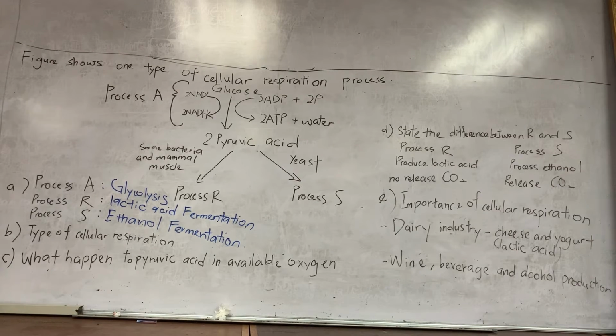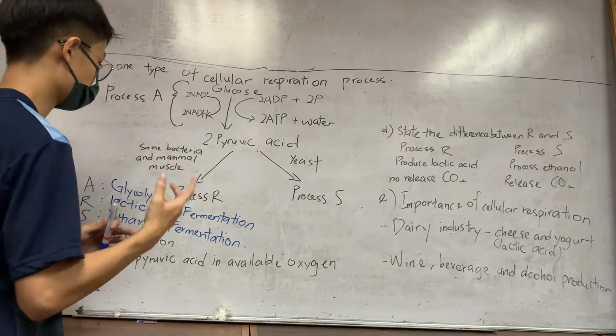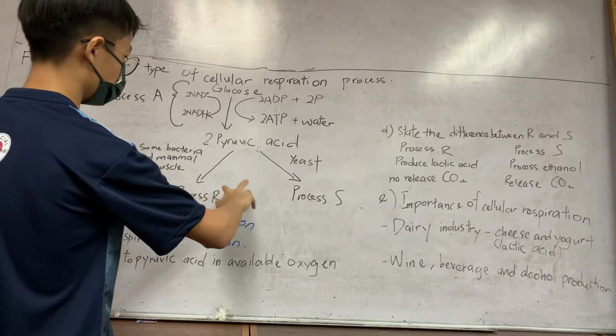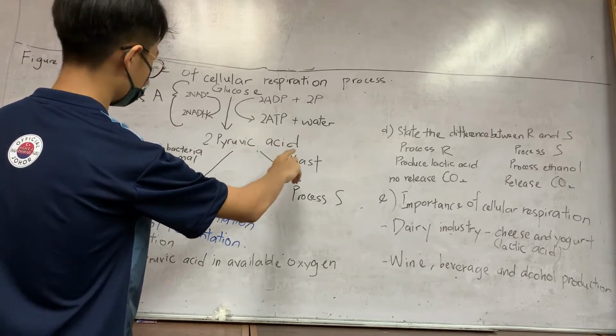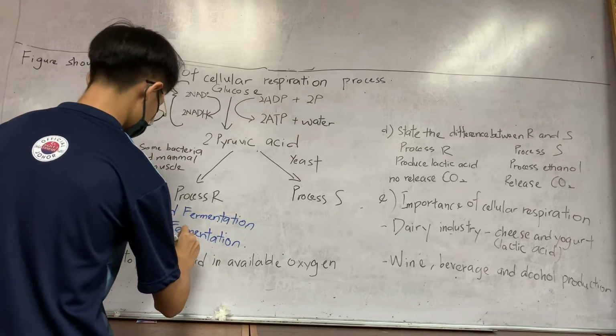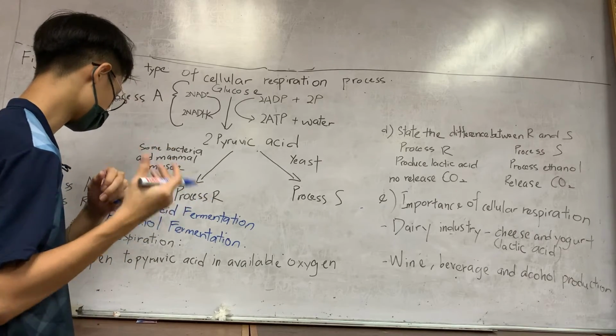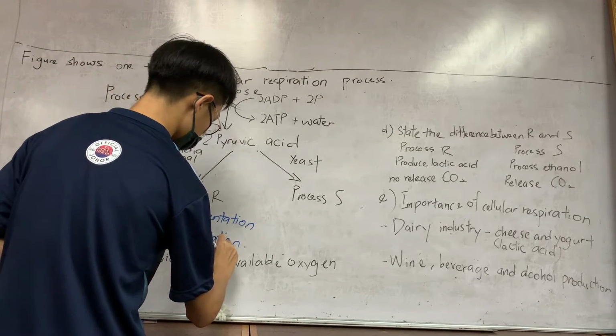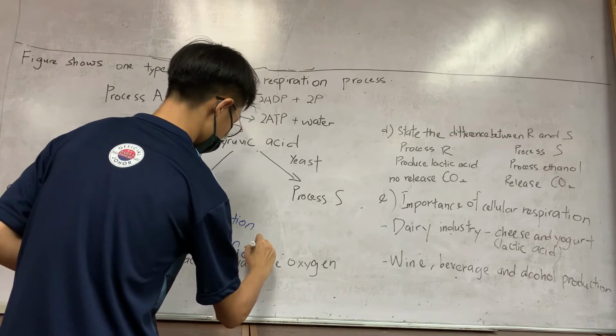Question B is, what is the type of cellular respiration above? The type of cellular respiration above is anaerobic respiration. This is because this process occurs in the yeast and the mammal muscle without oxygen. So this type of cellular respiration is anaerobic respiration.